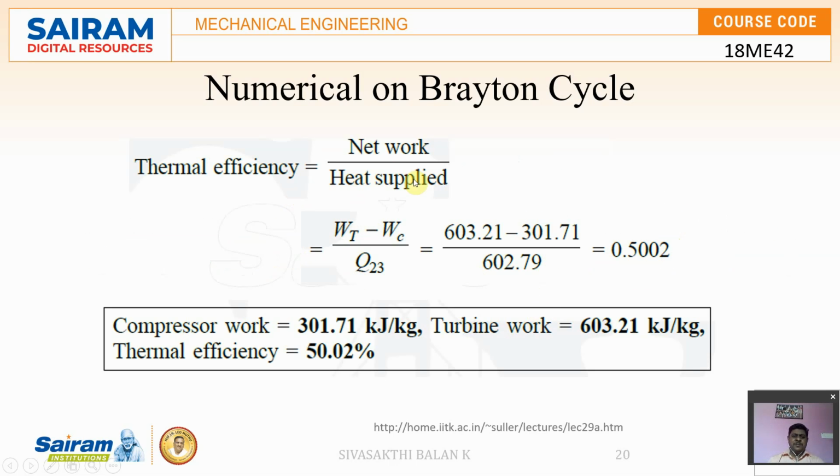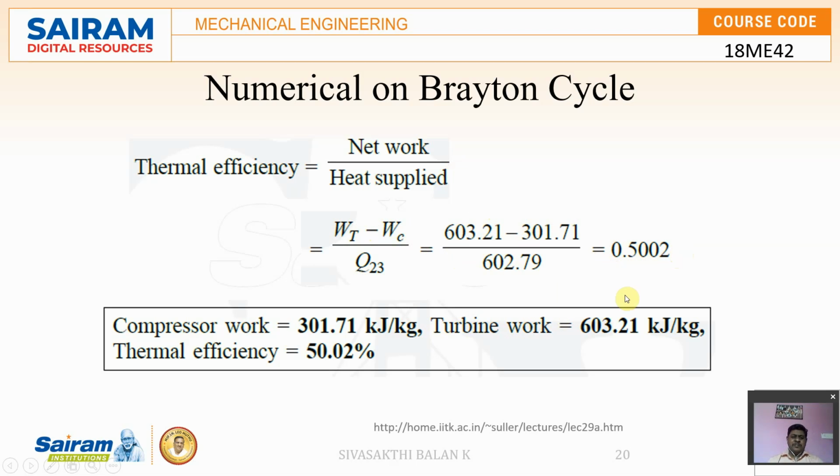For the thermal efficiency formula, we know it is output by input. Output is the net work done, and input is the heat supplied. Net work done is the difference between turbine work and compressor work, and heat supplied is Q23, the heat addition. All the values we have already calculated, so we substitute them here, and we get the thermal efficiency as 50.2 percent.